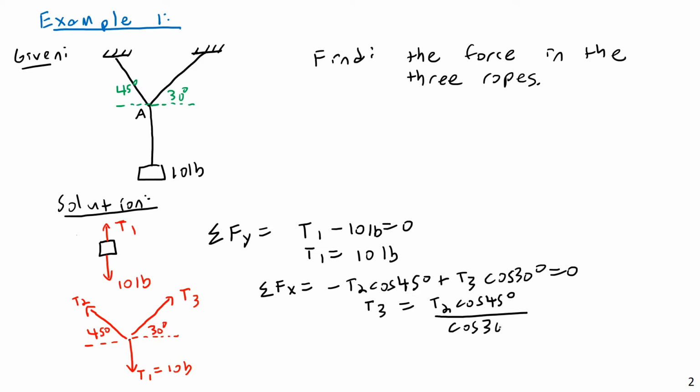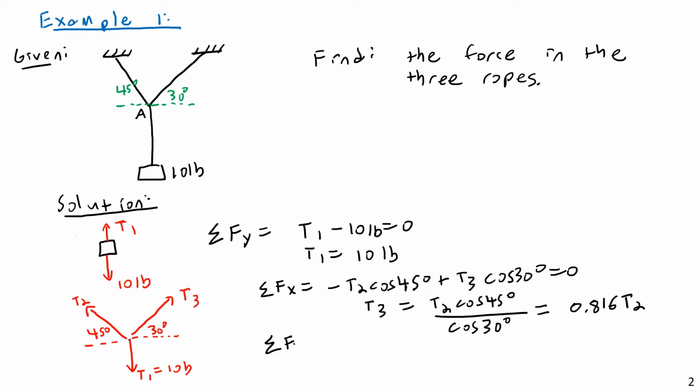Now let's go ahead and do this as an ugly decimal, just collapse all of this down into a single number. So again, I would get that by moving T2 cosine 45 to this side and dividing by the cosine of 30. The cosine of 45 divided by the cosine of 30 comes to a single decimal of 0.816. So T3 is equal to 0.816 times T2, or 81.6 percent of T2's value. So T2 must be larger.